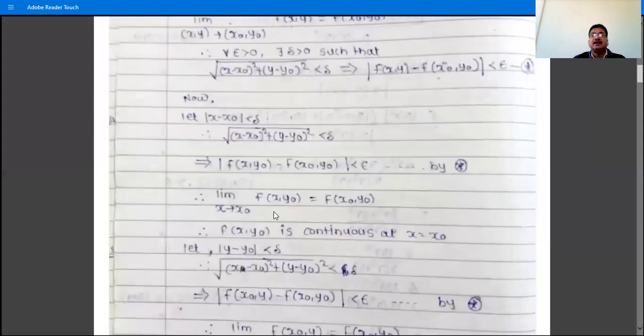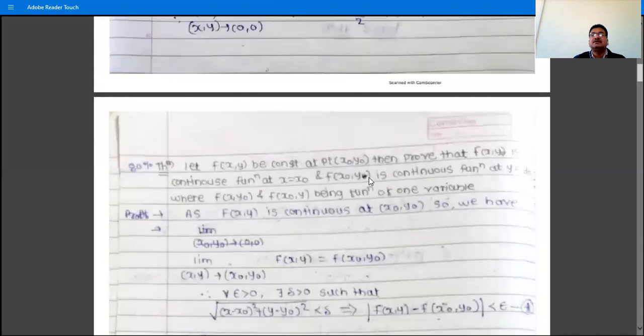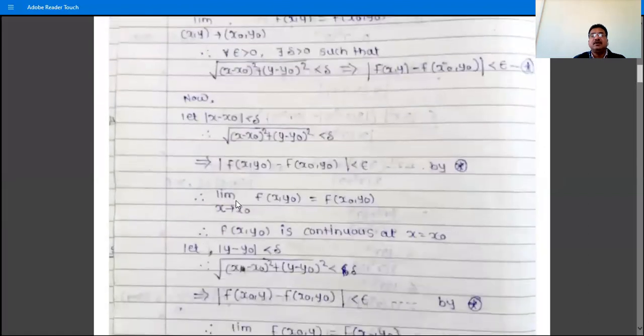We have this, and this means we start with this, and we have limit x tends to x naught of f(x, y naught) is f(x naught, y naught). That is, this limit of the function f(x, y naught) exists at x equal to x naught and is equal to the value at (x naught, y naught). And this means f(x, y naught) is continuous at x equal to x naught.